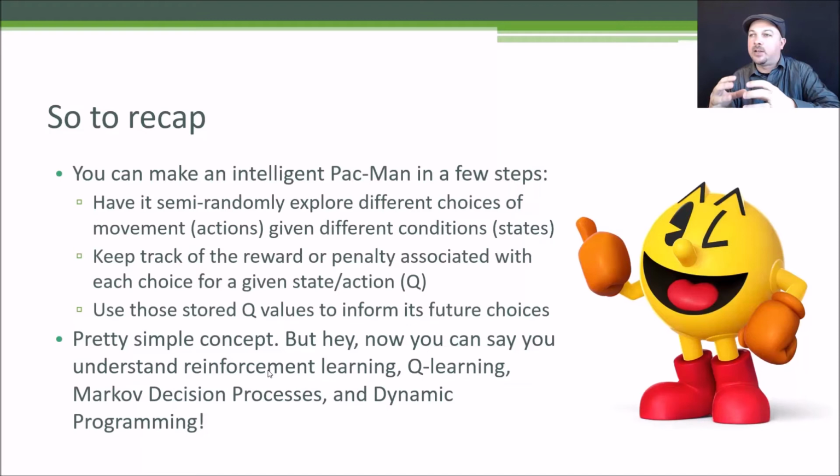So we can go into a whole new maze and have a really smart Pac-Man that can avoid the ghosts and eat them up pretty effectively, all on its own. It's a pretty simple concept, very powerful though, and you can also say that you understand a bunch of fancy terms because it's all called the same thing. Q learning, reinforcement learning, Markov decision processes, dynamic programming, all tied up in the same concept. So, I don't know, I think it's pretty cool that you can actually make sort of an artificially intelligent Pac-Man through such a simple technique, and it really does work.